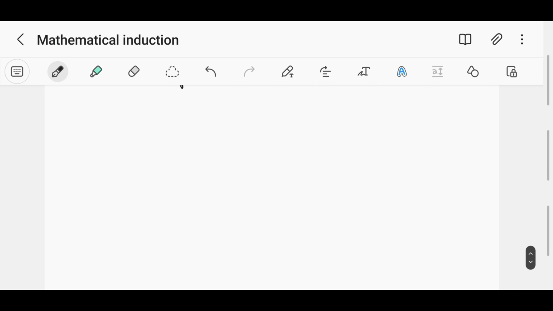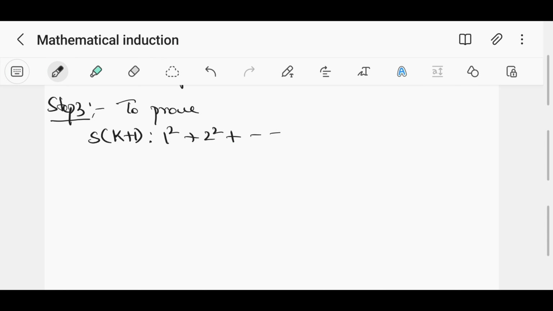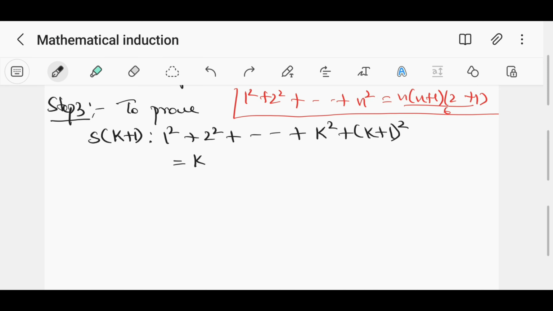Step 3. So the major part of your working depends on step 3. So step 3, what do we want to prove? To prove that S of k plus 1 now. Instead of k, here you have k plus 1. So that is 1 square plus 2 square plus so on plus k square plus k plus 1 the whole square is equal to, see here. So this was our statement, right? So in place of n square, we have to substitute k plus 1. That is in place of n, you have to substitute k plus 1.